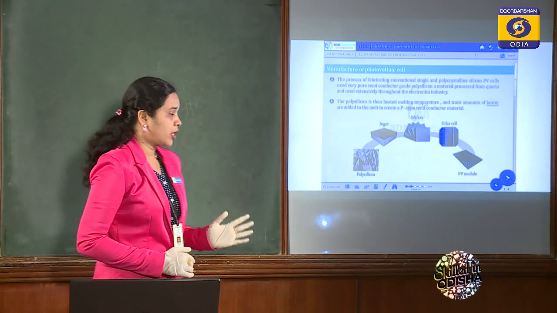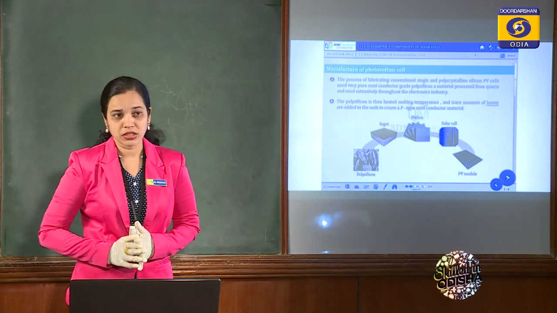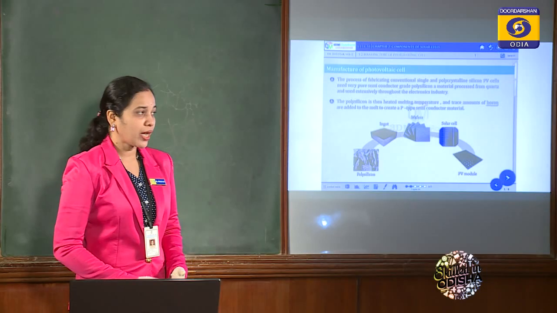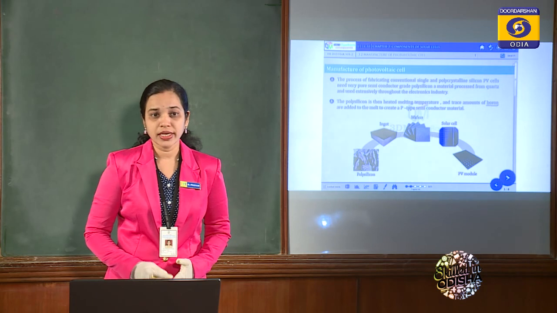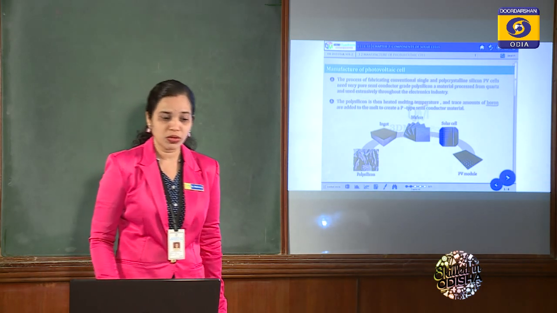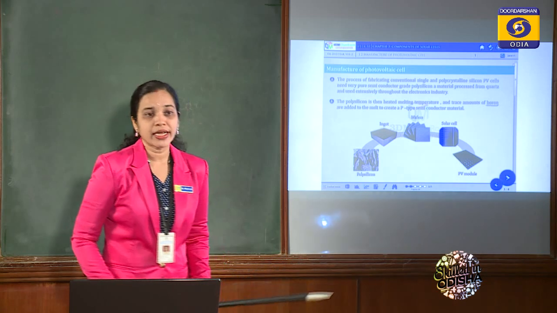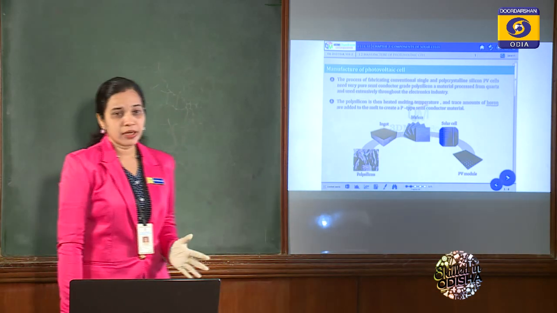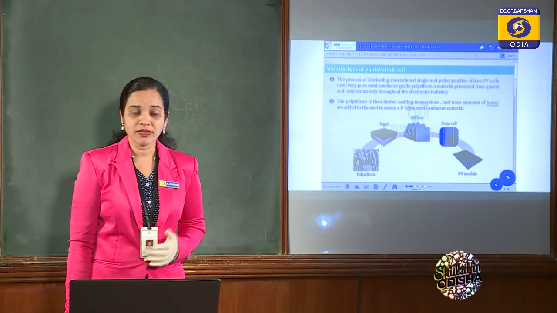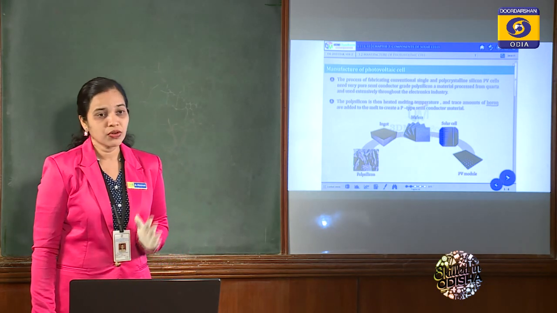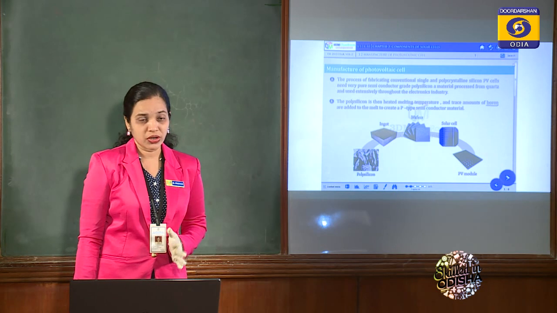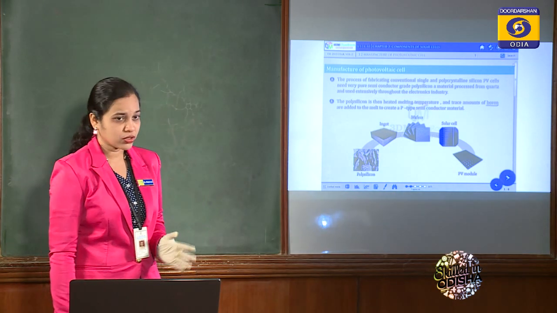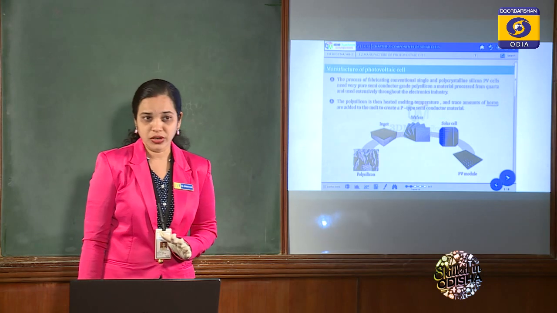In the manufacture of N-type and P-type semiconductors, we have to add some impurities, like boron, to the pure silicon. This process of adding impurities is called doping. By adding boron, which has 3 valence electrons in its outermost shell, we can create a P-type semiconductor, and by adding phosphorus, which has 5 valence electrons in its outermost shell, we can create an N-type semiconductor. In this way, we have manufactured N-type and P-type semiconductors.